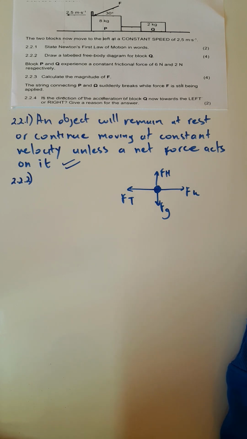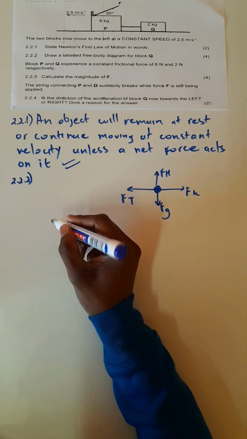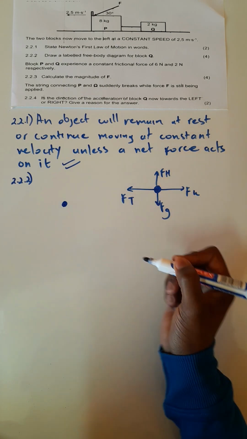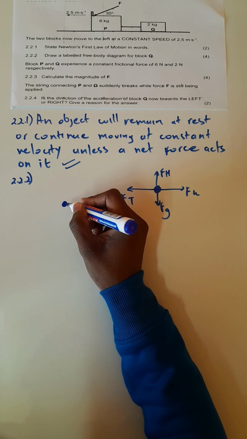2.2.3 says, block P and Q experience a constant frictional force of 6 newtons and 2 newtons respectively. So it means the friction on P is 6 and the friction on Q is 2. And then it says calculate the magnitude of force F. Now, we need the free body diagram of P, especially the one that shows us how this applied force is acting in terms of its components.